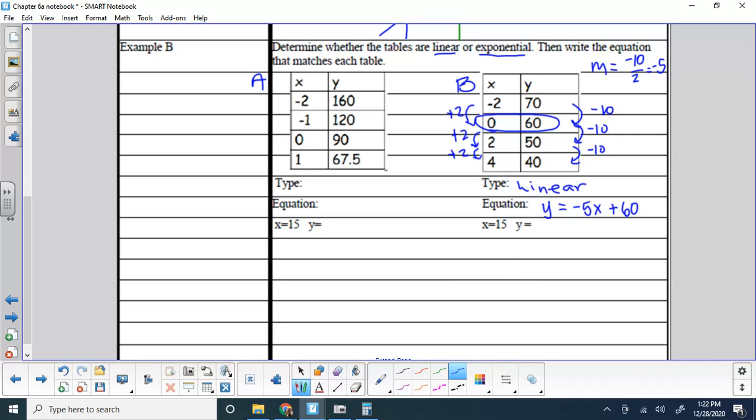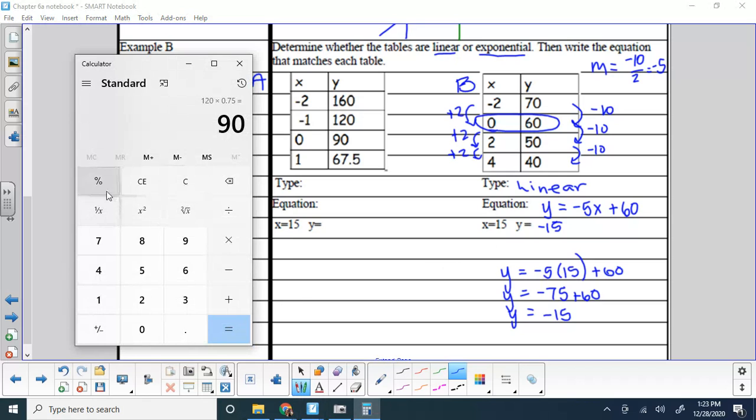Now we just have to evaluate it. So we have y equals negative 5 times 15 plus 60. Y equals negative 75 plus 60, or y equals negative 15. Now again, you can grab a calculator and type this in exactly as you see it. So I would have negative 5 times 15 plus 60. There you have it.